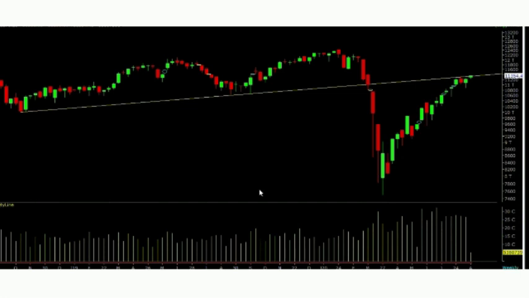Or if it fails and starts to fall towards the lower level, we will see price correcting towards the previous swing low. So anything can happen.